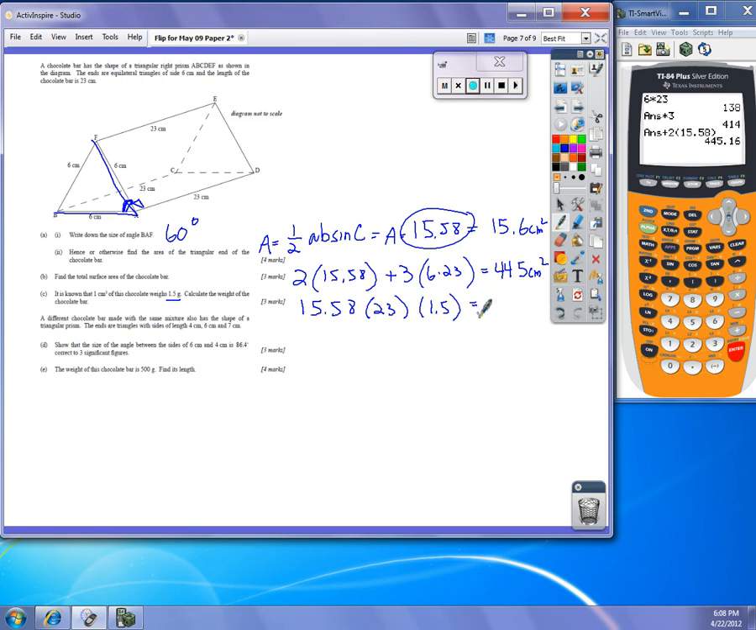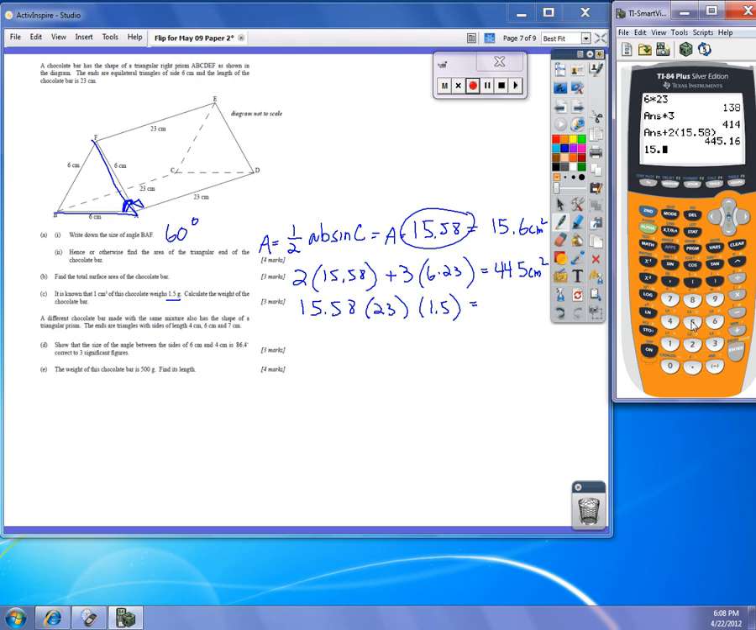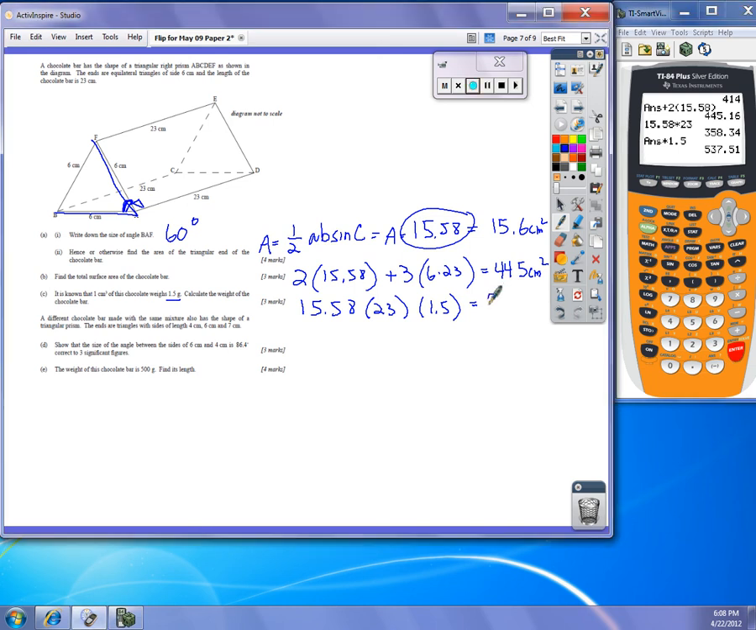So the weight of this hefty chocolate bar is 15.58 times 23 centimeters, and then I'm going to multiply that times 1.5, and I'm going to end up with 537.51, which I'll round again to 3 sig fig, 538. What is that? That's grams. That's how much that candy bar weighs, 538 grams.